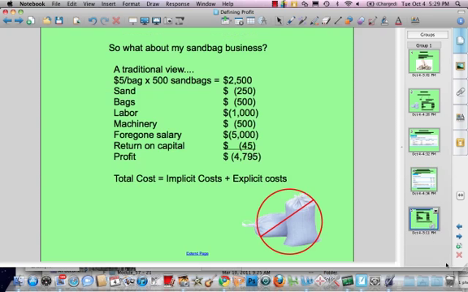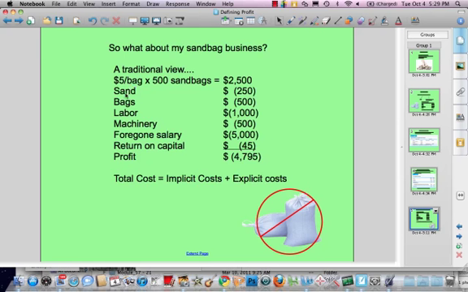Well, to wrap up, let's then look at that sandbag business and make sure we understand whether it's actually a good idea or not. Well, let's start here again with the traditional view. $5 a bag times 500 sandbags, there's revenue. Here are all the costs that I had associated with the business. But there are two that I have to add here that were implicit costs. Well, the first is foregone salary. I could have earned $5,000 in the month that I was running my sandbag business, so I have to subtract that amount. And then return on capital that I had employed.